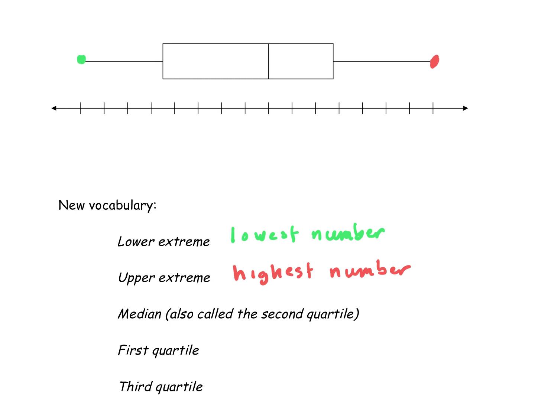The median is right in the middle of what we're going to refer to as the box, of this box and whisker plot. It is the median of all the data.